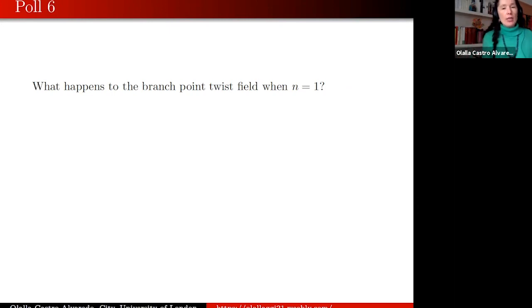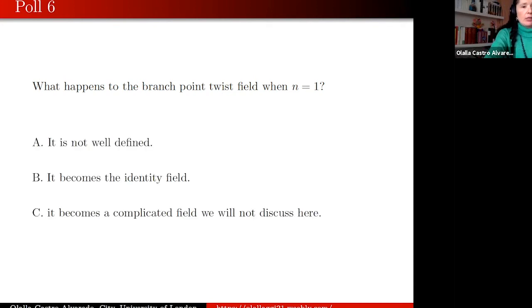So we have defined this twist field. I haven't gone into lots of these details. I just told you that entanglement measures are correlators of this field. I'm going to tell you a little bit more about it in the next lecture. But given that this field is the symmetry field associated to cyclic permutation symmetry, what do you think happens to this field when you put n equals 1? So n is the replica number, so you have one copy of the system. What should happen to the twist field in this case? Does it have a good definition? Is it not well defined? Is it just the identity, or is it something complicated that we don't really want to go into?